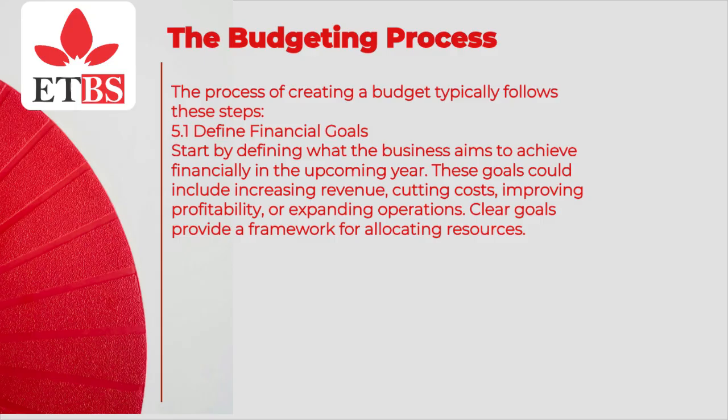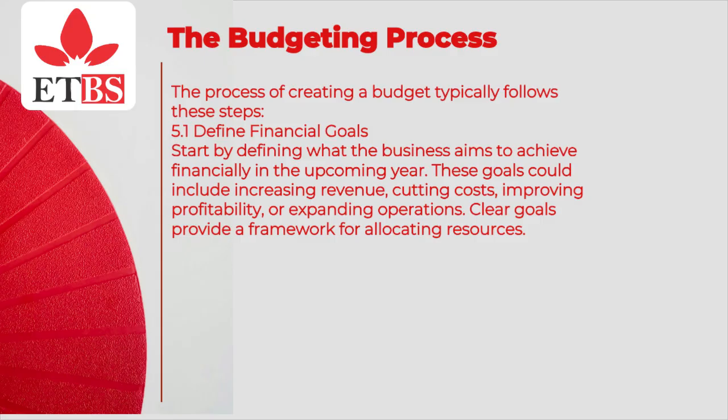5.4 Identify costs and expenses. List all anticipated expenses. Separate fixed costs, e.g., rent, salaries, from variable costs, e.g., raw materials, commissions. This distinction helps in identifying areas where costs can be controlled or reduced.